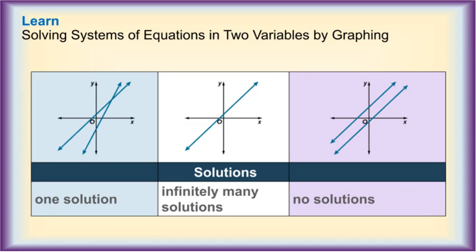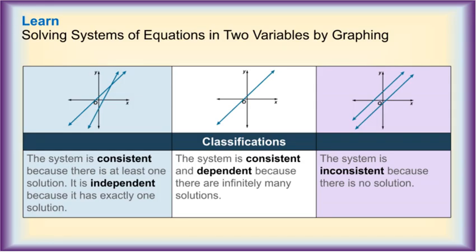When you compare their solutions, you can have one solution, which means they cross in one spot, infinitely many solutions, which means any number you put in there will always be a solution, or you can have no solutions where the lines do not cross. Now, when you classify these systems, you can classify them as consistent or inconsistent. Consistent if they cross, inconsistent if they do not cross.